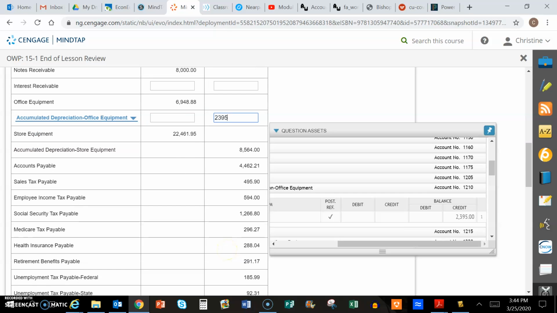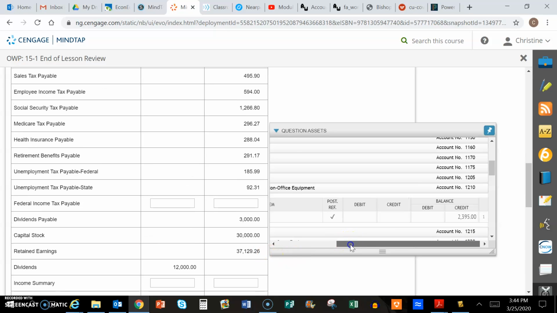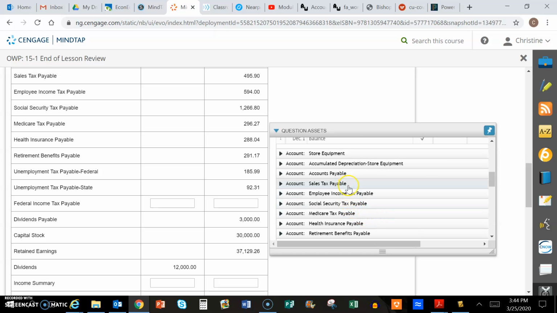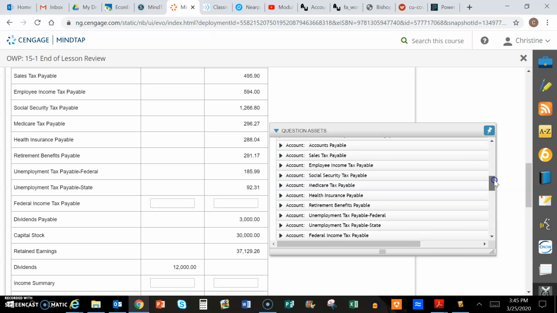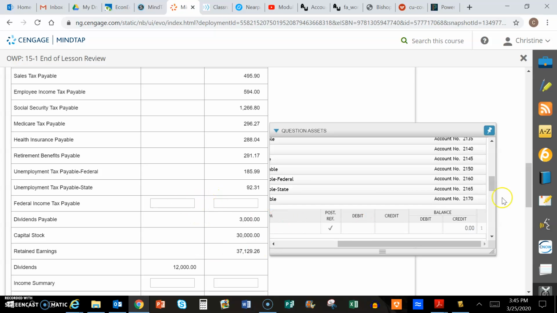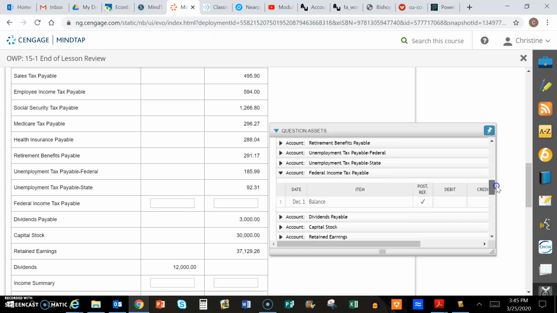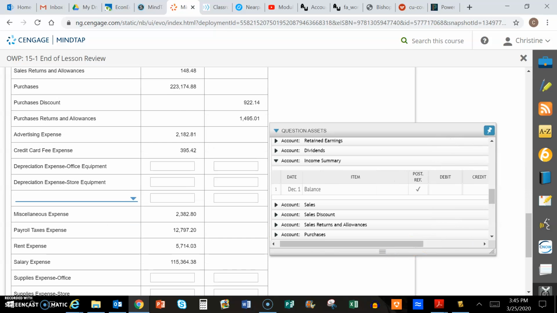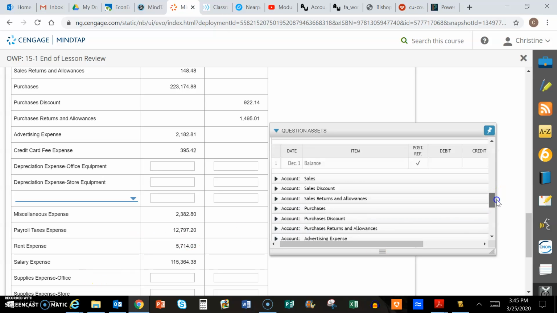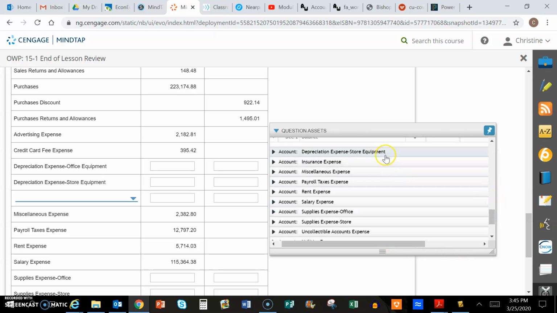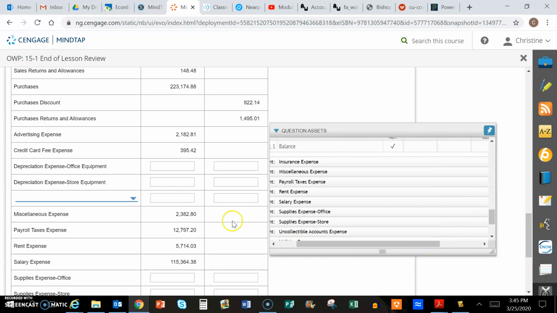Let's keep on scrolling. What do we have left? Federal income tax payable. We're going to do an adjustment for income tax payable. If we go to federal income tax payable, there is no balance, so we're going to leave it blank. Income summary: nothing has happened yet in income summary, so that will be blank. Depreciation expense, office equipment. We're going to do an adjustment there. Store, we're going to do an adjustment there. They have no balances.